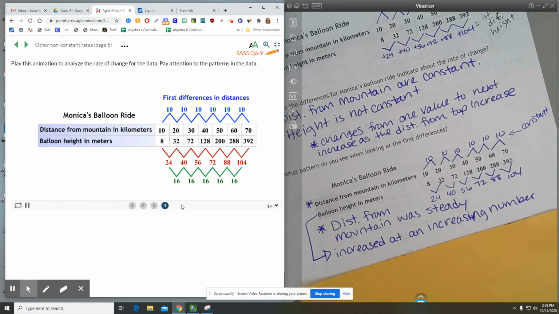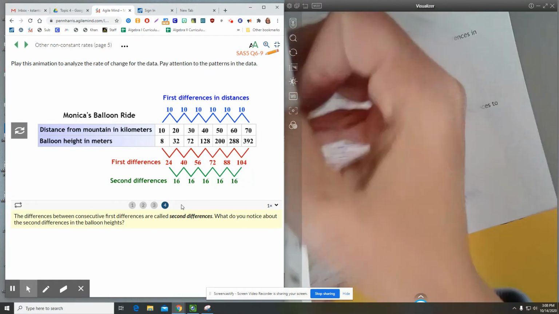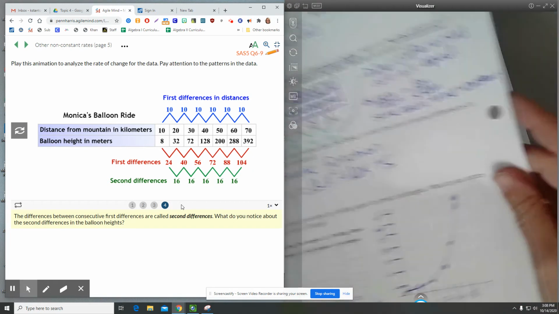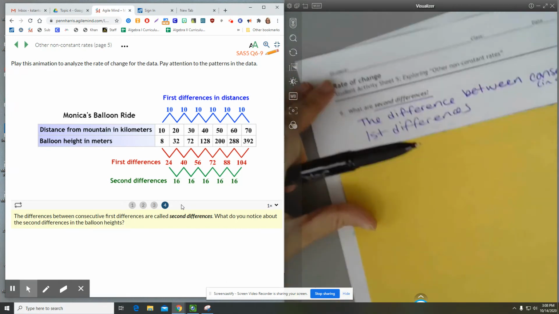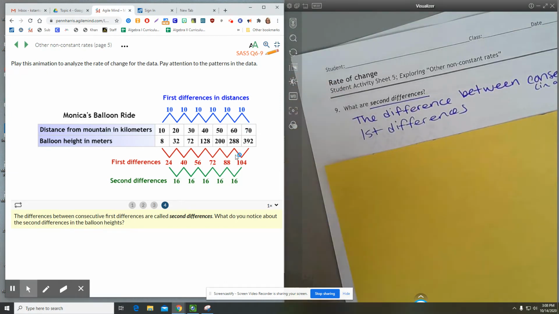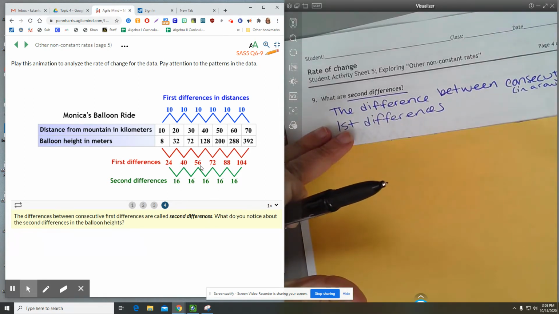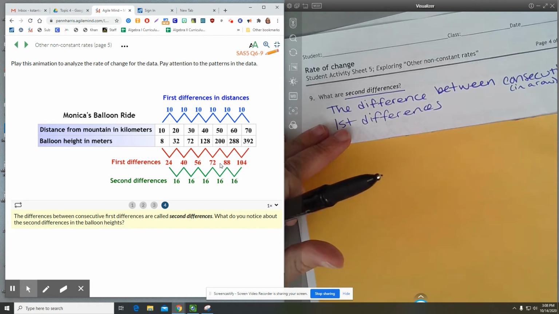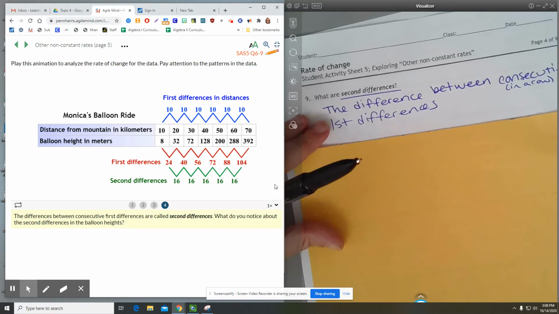Okay, so let's go ahead and look at question 9 now. Question 9 is going to talk about second differences. They just showed you on the graph here. When we take our first differences and then subtract those, from 24 to 40, it increases by 16. From 40 to 56, it increases by 16. From 56 to 72 by 16, and so on and so forth. Those are what we call the second difference.